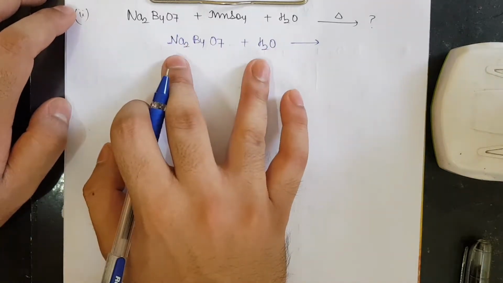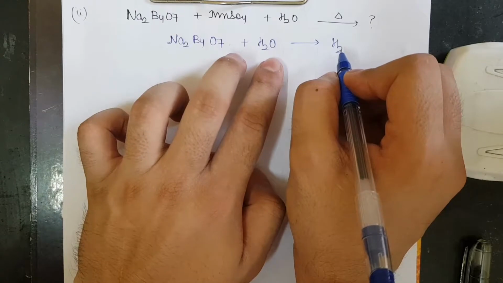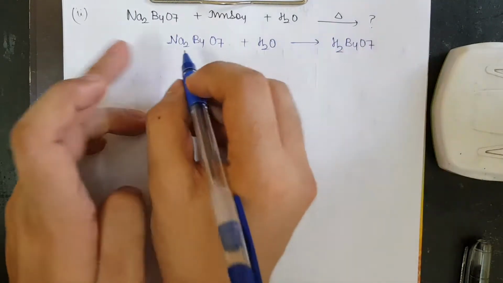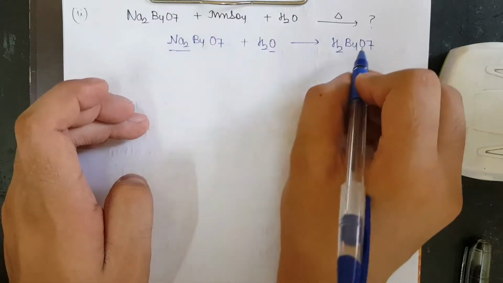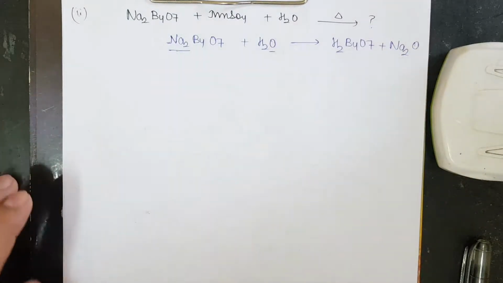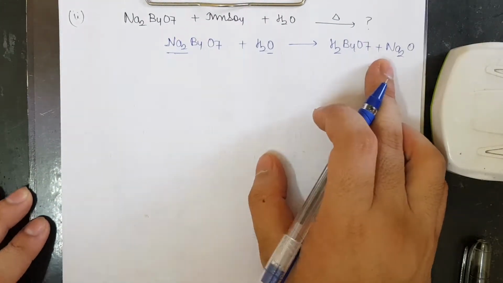So we have been given this thing. Now try to see what is going to happen. This Na2 would be replaced by H2 to give me H2B4O7. What remains? Na2 and O remains. So we get Na2O. Okay, so I hope the first step is clear to you. We get H2B4O7 plus Na2O.